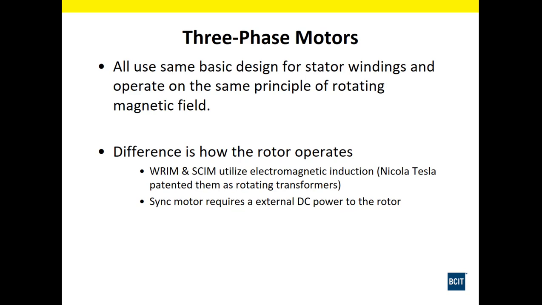These three-phase motors all use the same basic design for the stator windings and operate on the same principle of a rotating magnetic field. The difference is how the rotor operates. Wound rotor motor and squirrel cage motor utilize electromagnetic induction. Nikola Tesla patented them as a rotating transformer. Synchronous motors require an external DC power to the rotor.